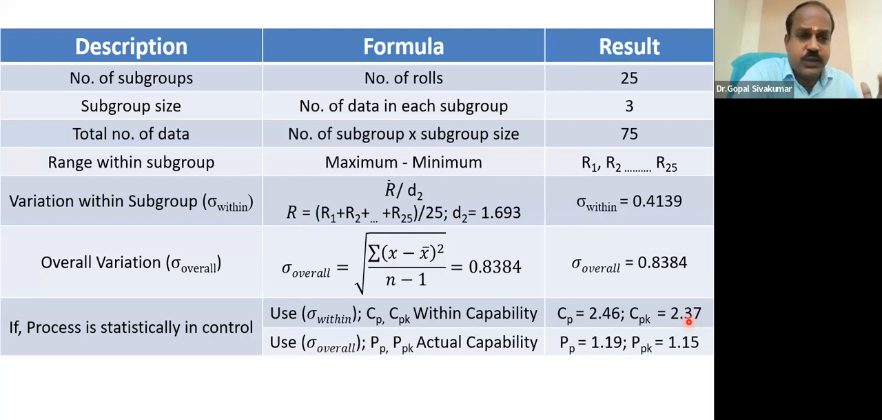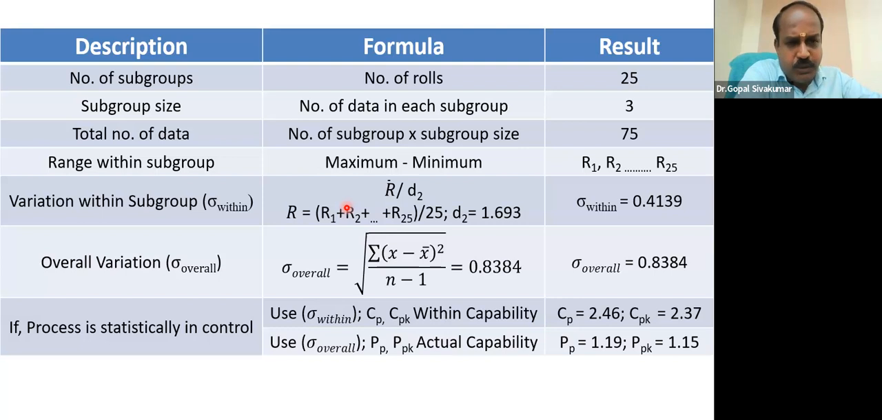If my process goes on in the same manner, will there be rejections happening? Right now, I don't see any rejection because it is 2.37. There is no rejection, right? But in the long run, what will happen? For that, you need to calculate overall standard deviation. What is overall standard deviation? Totally, how many data points do you have? 75. Can you use all 75 data and calculate a standard deviation out of it? Possible? Yeah. That is known as overall standard deviation.